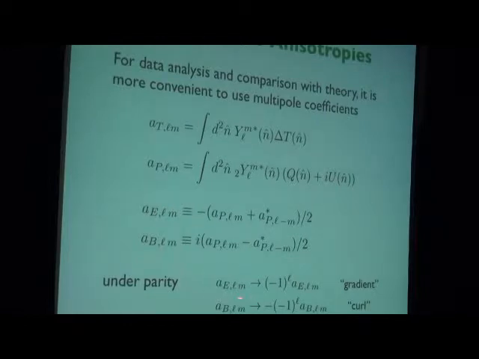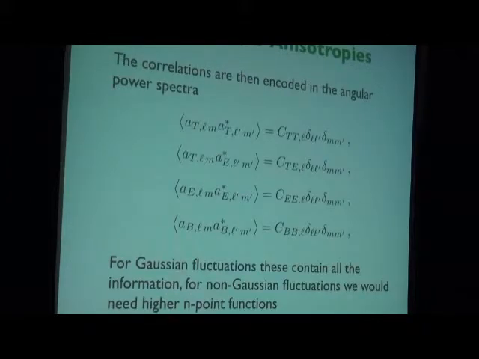So a^E_lm transforms like a gradient would. It's not quite the right terminology, because this was a spin-2 field, but in any case it essentially transforms like a gradient, and the B component transforms like a curl. So this is also all well known since BICEP, certainly.